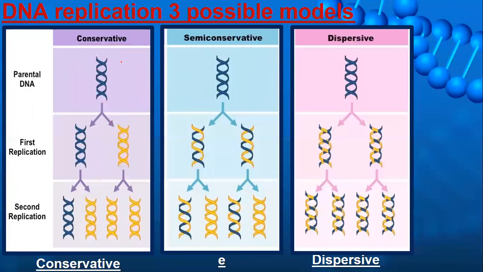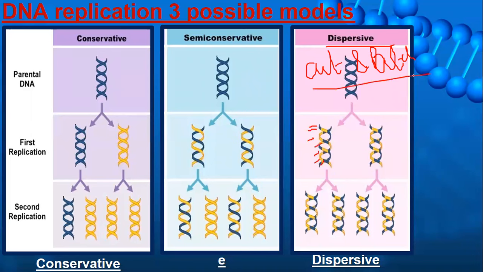Friends, then some scientists proposed another model called dispersive. When I use the word dispersive, remember cut and patch. Cut and patch model. It's like a small parent, small daughter. Look into this. Blue color is the parent, yellow color is the daughter. Parent, daughter, parent, daughter, parent, daughter, parent, daughter. This is called cut and patch.